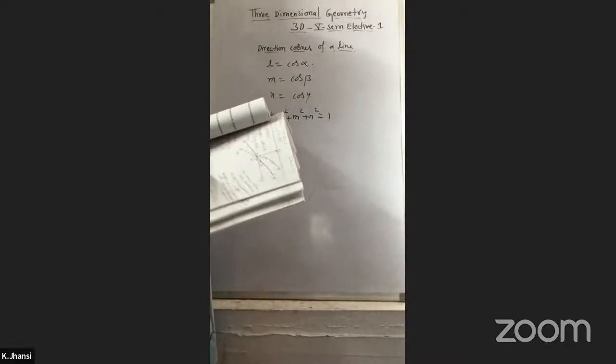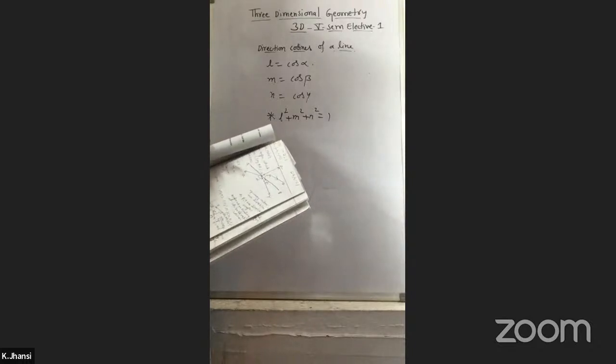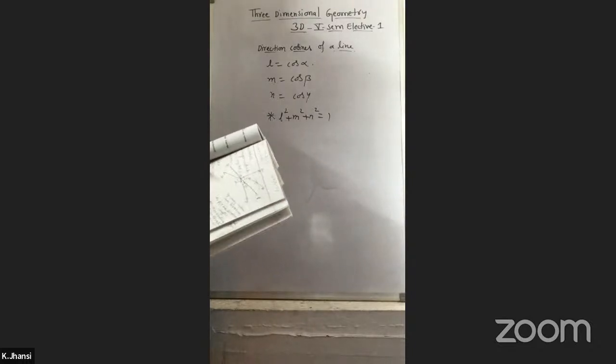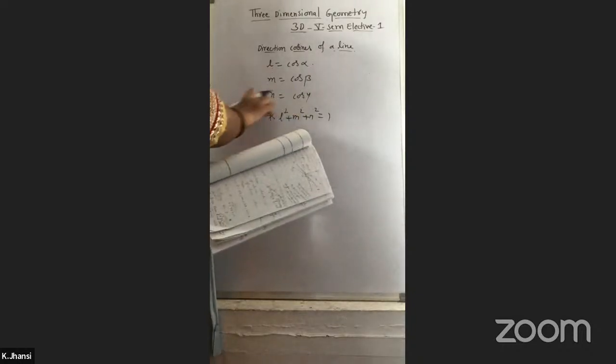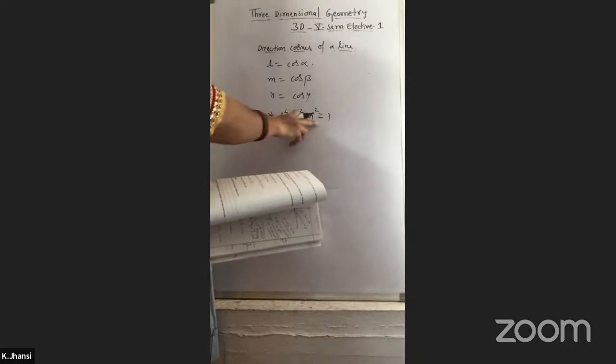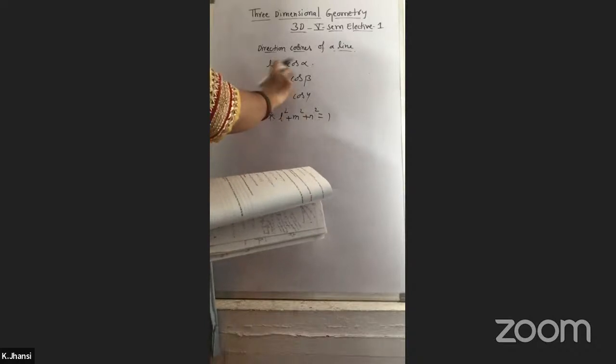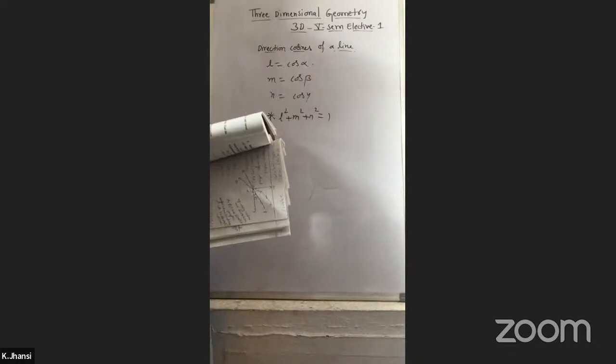On that, you have one problem on page number 18. A line makes angles 45 degrees and 60 degrees with the positive axes of X and Y respectively. Find the angle that it makes with the positive axis of Z. That is, we have to find the cos gamma value. The l value and m value are already given in the question, and n we take as cos gamma. With the help of this relation, we'll find the other angle. This is also one of the 5 marks questions.